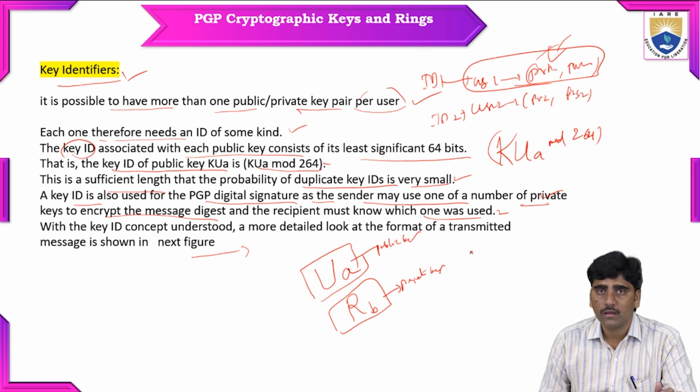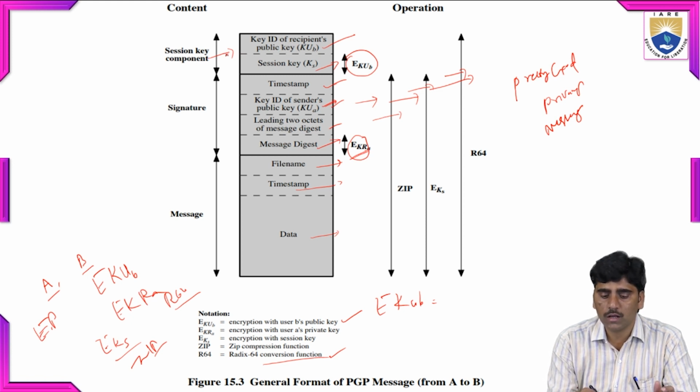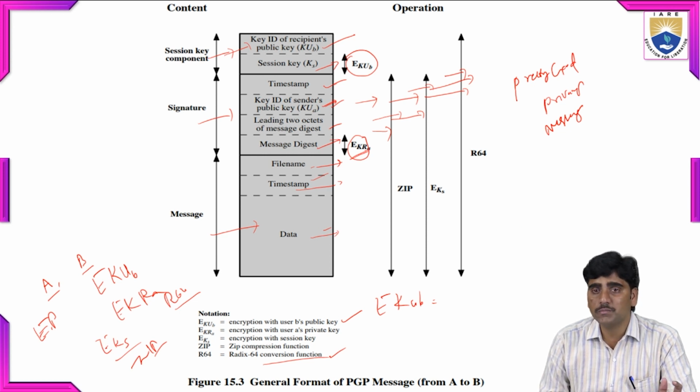And here we can see the PGP message format. These are the session components: key ID, session key, and a signature. The message contains data, timestamp, and file names. When you are doing the process of encryption, the format fields help to do the compression process, then apply the encryption process, and next the conversion process. These are all the fields included in the PGP message format that are useful to provide the service of encryption and decryption.